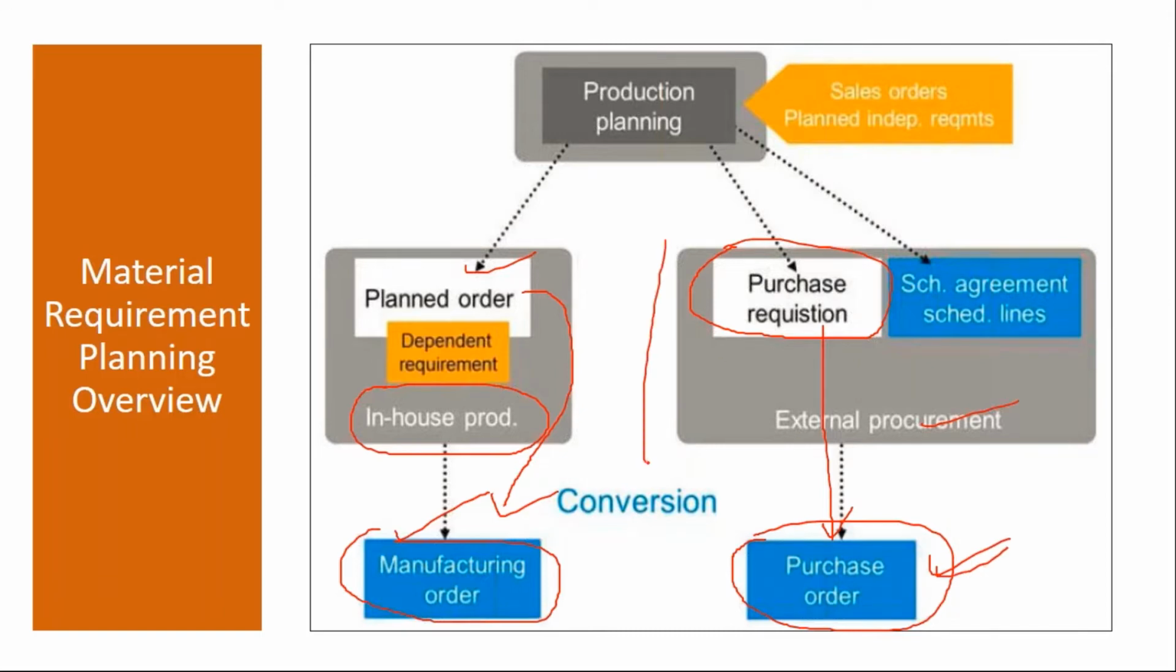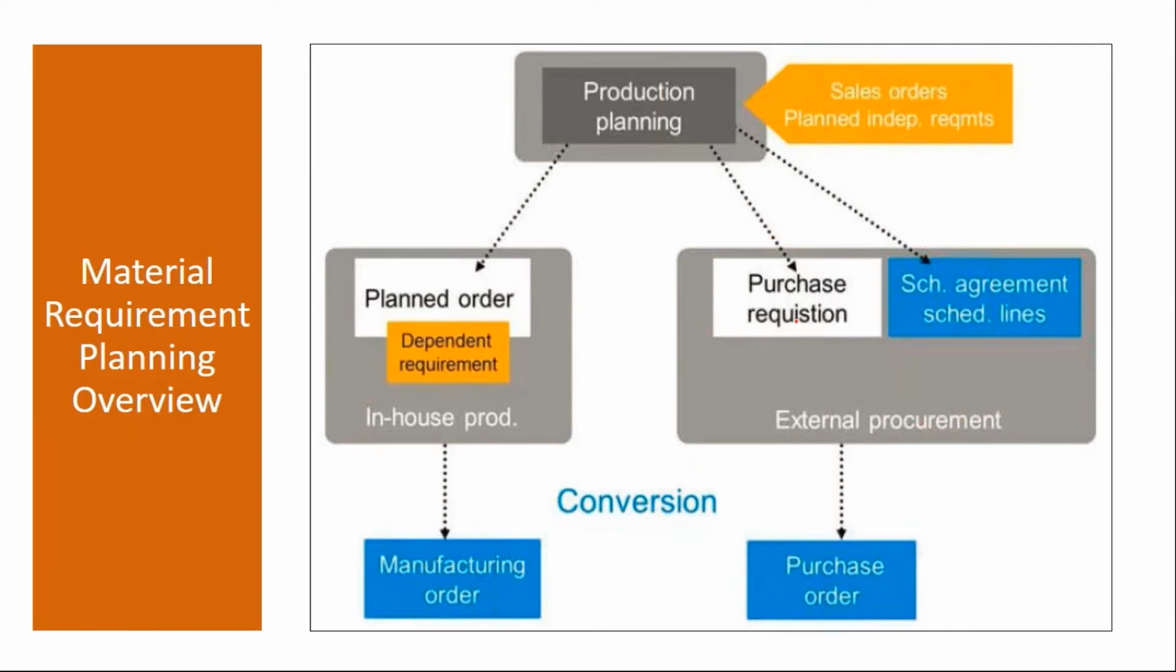Of course, this comes under MM. We generate the PR, and the conversion of PR to PO and procurement, all these things come under materials management. So basically, the point to be noted here is that MRP generates either a planned order or a purchase requisition. In case of in-house production materials, it generates a planned order. In case of externally procured materials, it generates a purchase requisition.